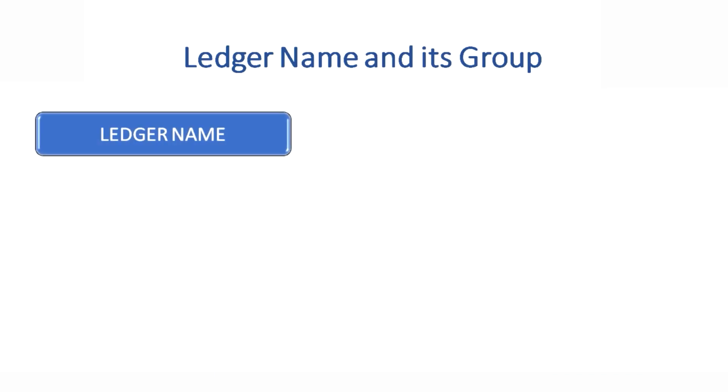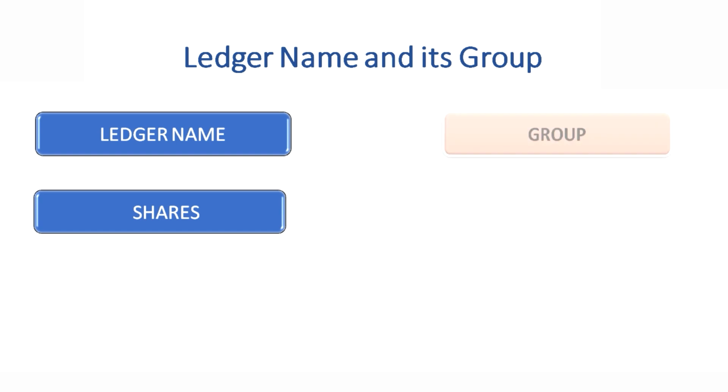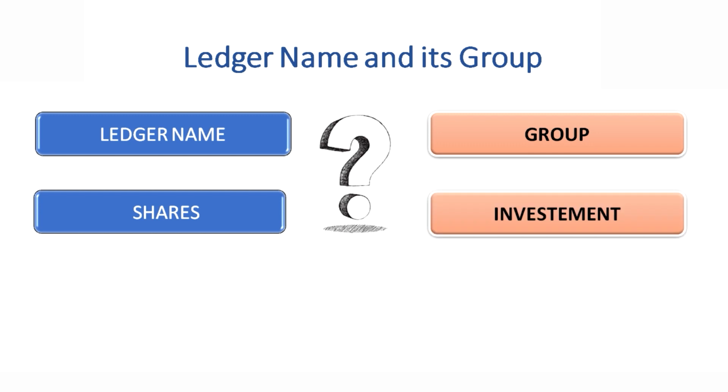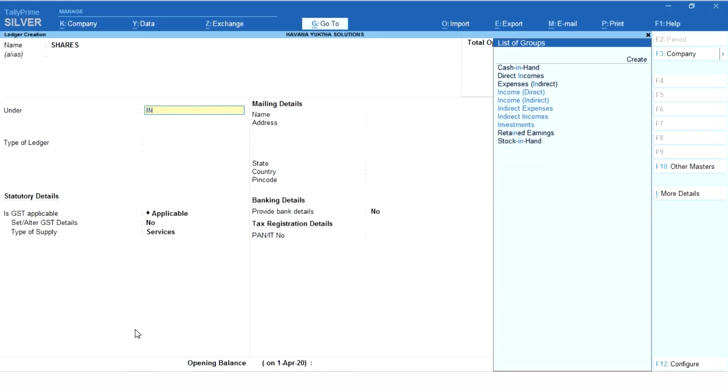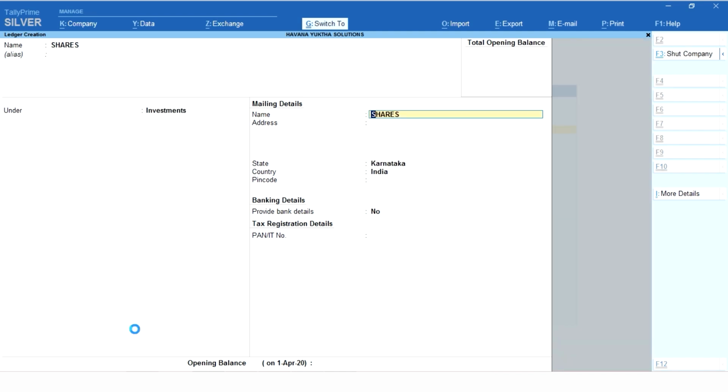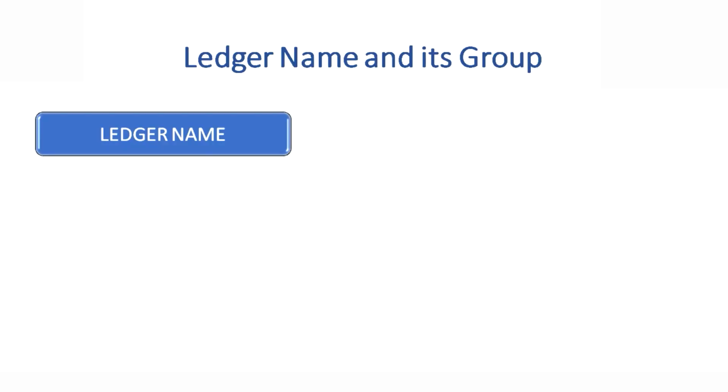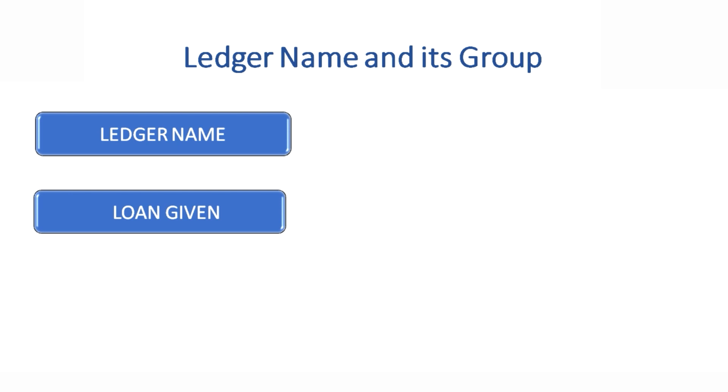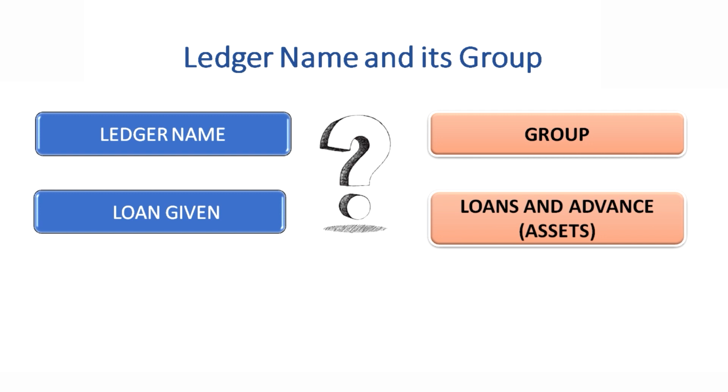So the next ledger will be shares. So the company is investing money in other companies and they are purchasing shares. So this ledger will be created under investments. So we group it under investments here and we'll accept the screen. Next ledger we go with loan given from the company. So this will be created under loans and advances.